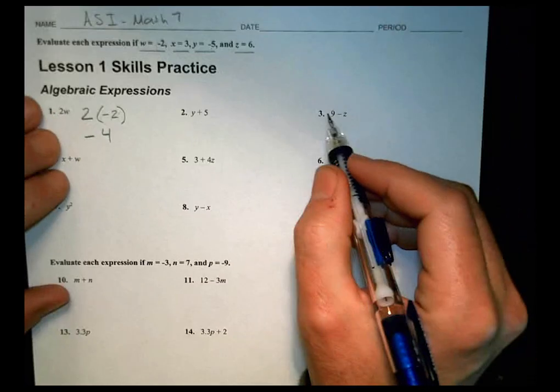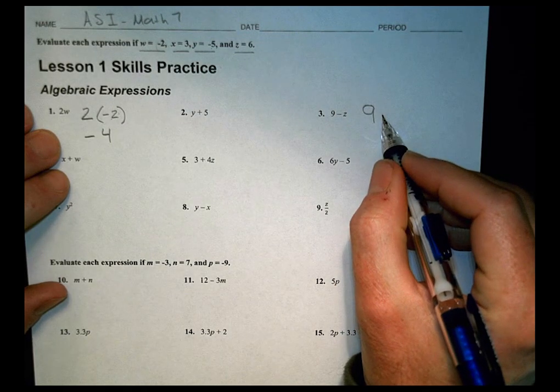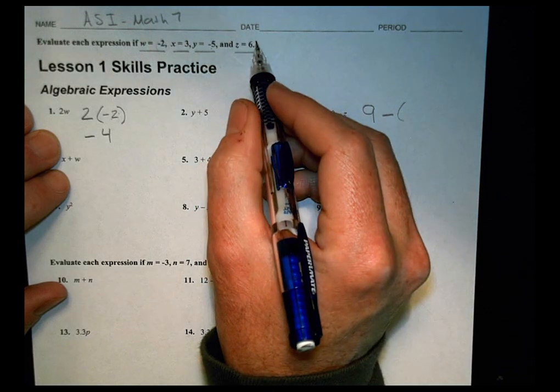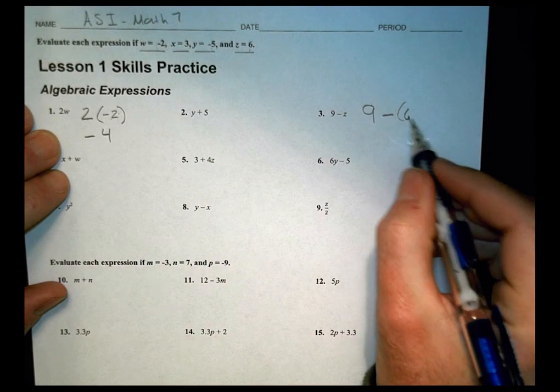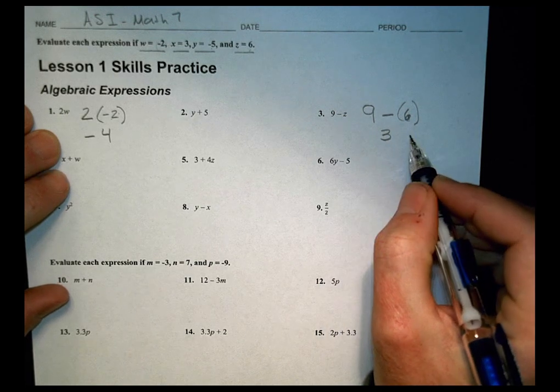Let's look at number 3. Number 3, we have 9 minus z. So we have 9 minus, we'll keep that there. And now let's replace the z with whatever z is. Z is 6, so we'll put a 6 there. So it's just 9 minus 6, which is 3.